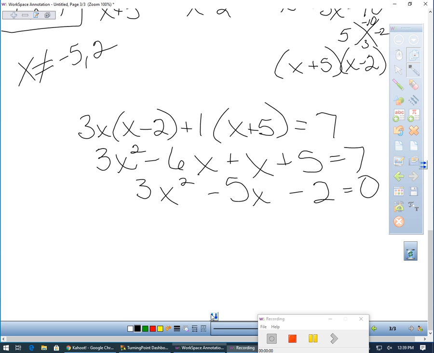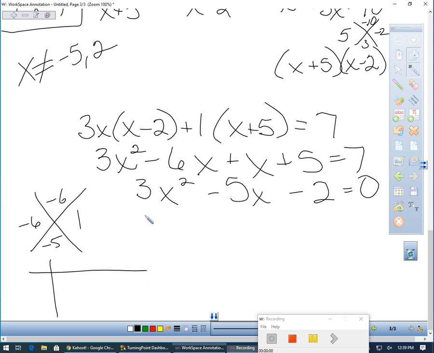Why am I setting it equal to 0? Yeah, because it's a quadratic. So we either have to factor it or we have to do the quadratic formula, right? So let's see if it factors. Is that what you guys prefer? All right. So last number times the first is negative 6. Middle number is negative 5. Negative 6 and 1. Which means I also have to do what?